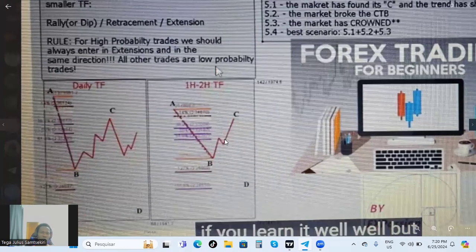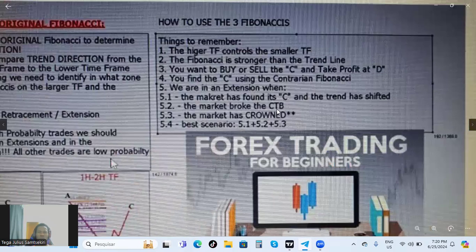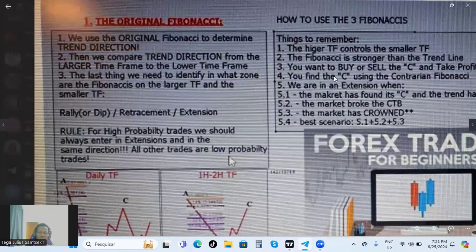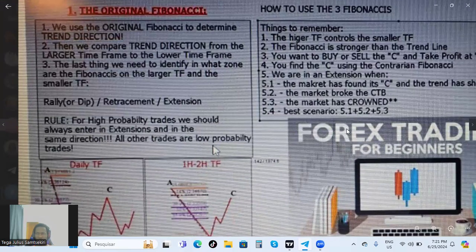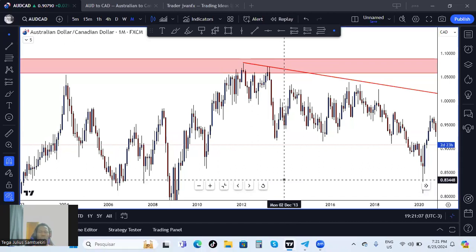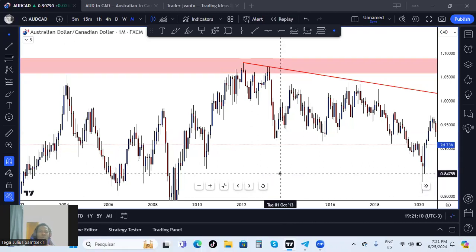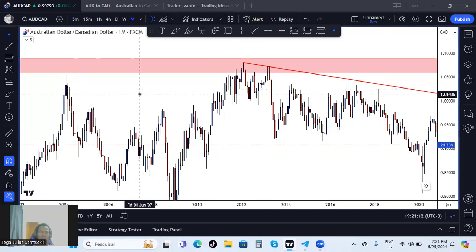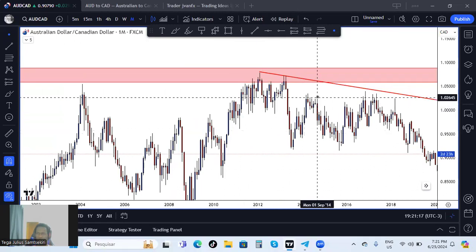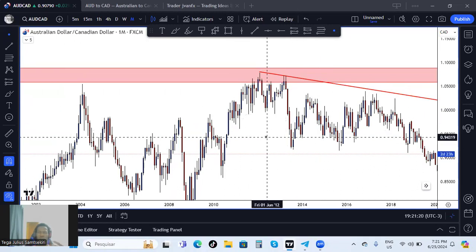And here is an example of the Fibonacci. So this picture you are looking at right now is from my mentor, and shows how to use the 3 Fibonacci. We are going to get to that probably in another video, but for now, let's talk about the original Fibonacci. First of all, how do we draw the Fibonacci, and what are the settings of the Fibonacci? From what I've been taught, which I want to share with you guys.